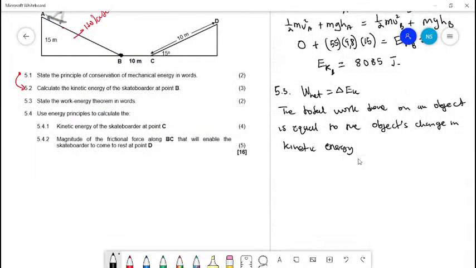5.4, they say you use energy principles to calculate the kinetic energy of the skateboarder at C, and then also to calculate the magnitude of the frictional force along BC that will enable the skateboarder to come to rest at point D. So, energy principles. What you need to know, guys, is that when they say you have to use energy principles, you need to know which principles to use, right?